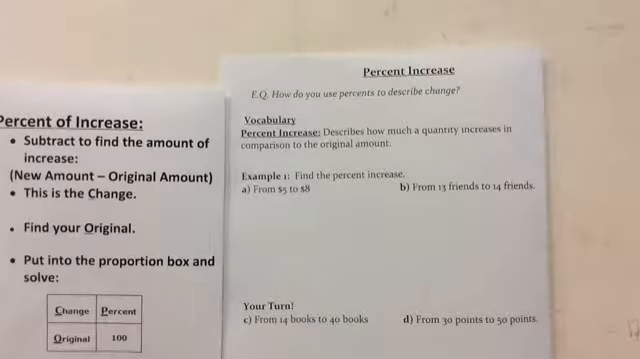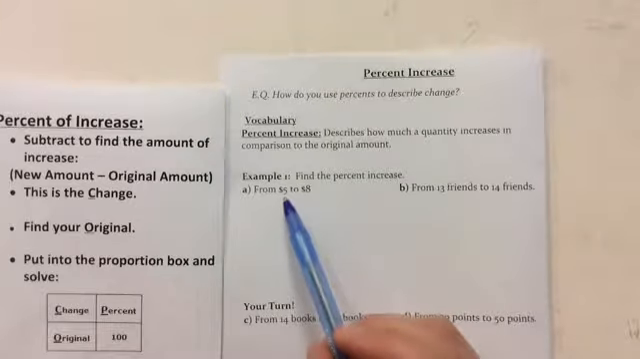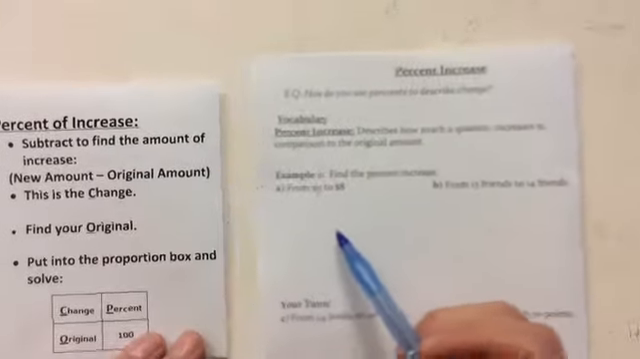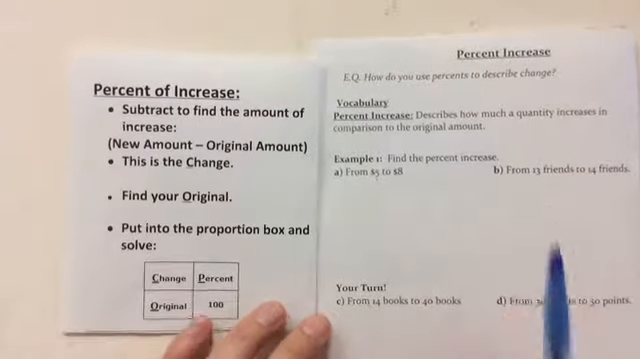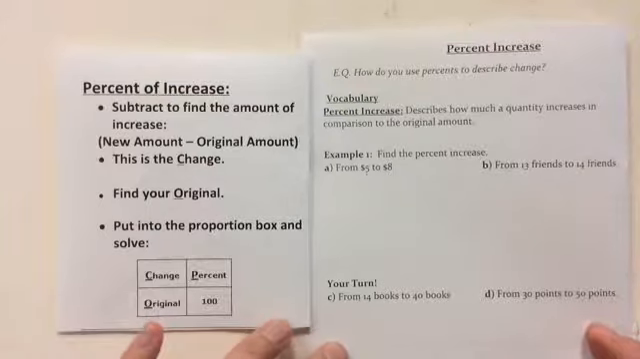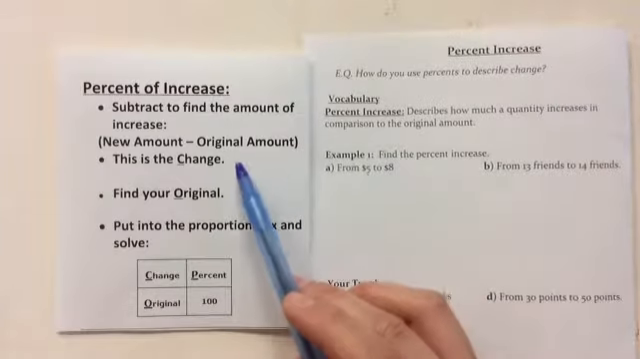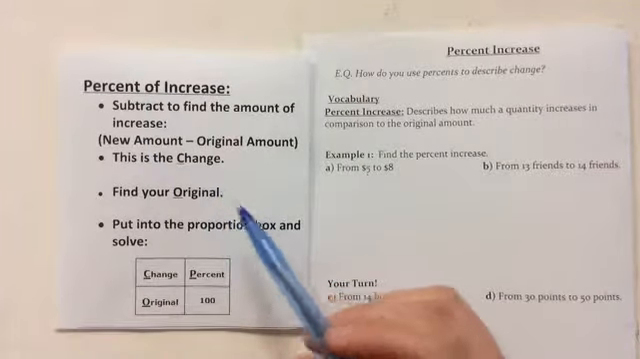So let's look at example number 1. Find the percent increase from, let's say you had $5 to now you have $8. Make sure you're copying this as I do it with you. In here I have the steps that we're going to be following. The first thing we're going to do is subtract the new amount minus the original amount. That's going to be our change. How much did it change?